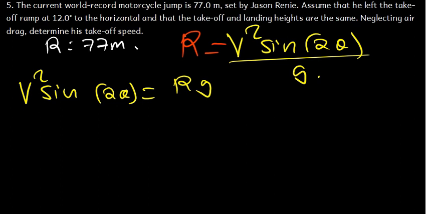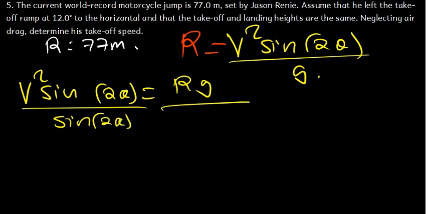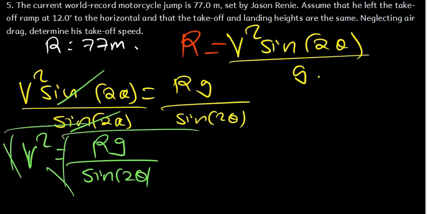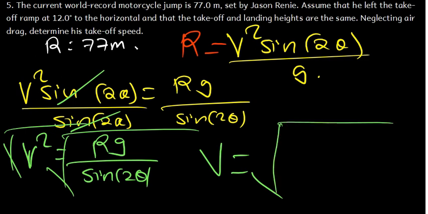So I can divide both sides by sine 2 theta. So these two, they will cancel. So I'm going to remain with v squared will be equal to rg divided by what? Sine 2 theta. Now from here I can get the square root of both sides. Therefore my v will be equal to, it's going to be plus or minus, but we want the positive, so I'm just going to say the square root of rg, everything divided by sine 2 theta.